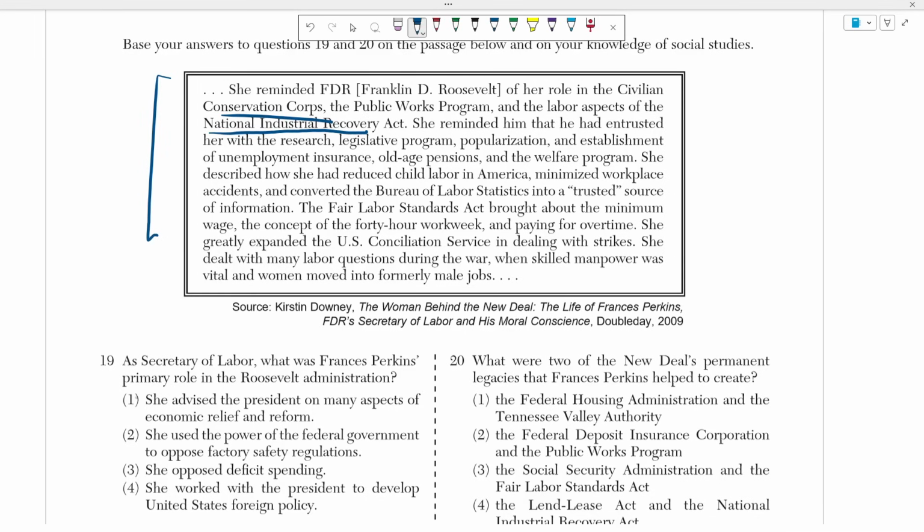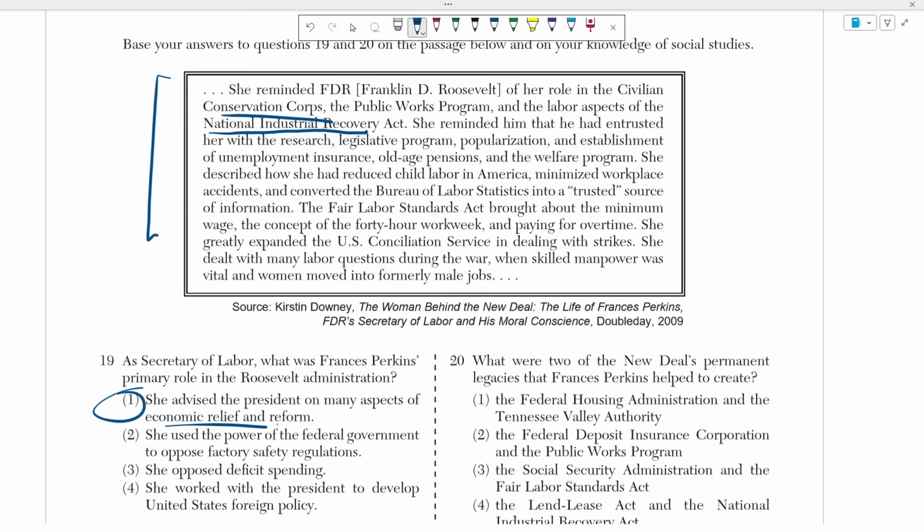So she advised the president on many aspects of economic relief and reform. Remember, the Conservation Corps, the Public Works Program, and the National Industrial Recovery Act were all acts and initiatives started by FDR to get America out of the Great Depression. Right? The stock market crashed so hard that almost no one had jobs. Everyone was poor. People were starving, and no one was offering paid positions anymore, right? Because what's the point of working if there's no more money left anywhere in the country?